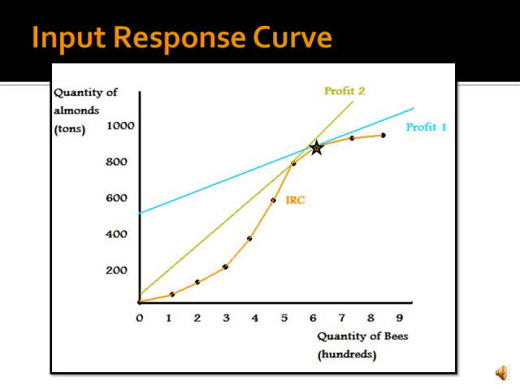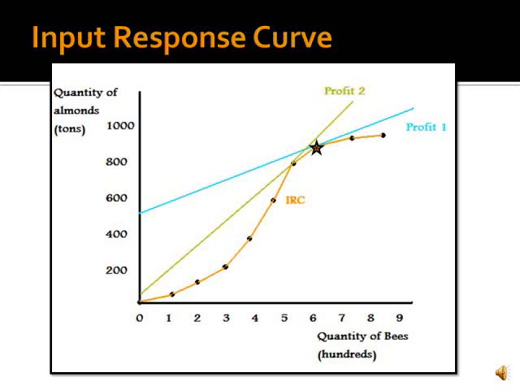This is an input-response curve for a single farm in California that shows how the input of honeybees affects the output of almonds, a crop that requires pollination. The orange line is the input-response curve. Any point below the curve is inefficient, while any point above the curve is impossible at the current level of resources being used.